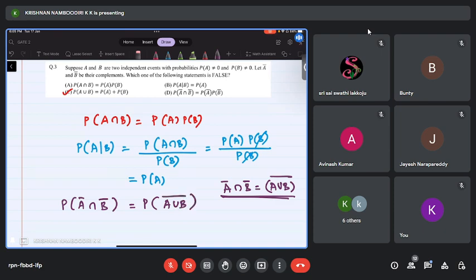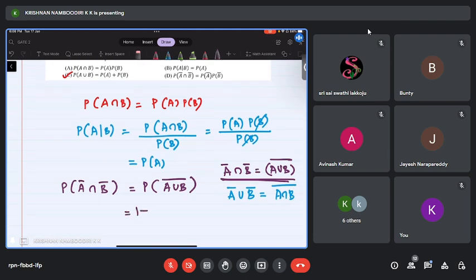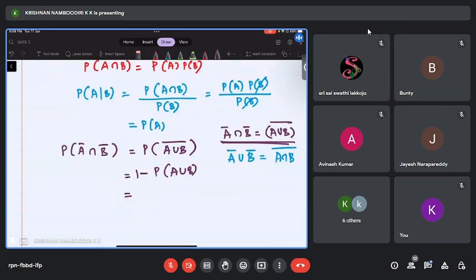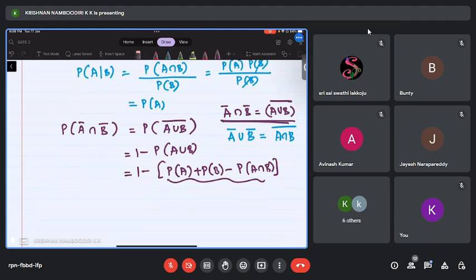Similarly, one more De Morgan's law is there: A bar union B bar is nothing but A intersection B, the whole complement. So this you can write as 1 minus probability of A union B, and here probability of A union B can be written as probability of A plus probability of B minus probability of A intersection B. This is the inclusion exclusion principle of events.